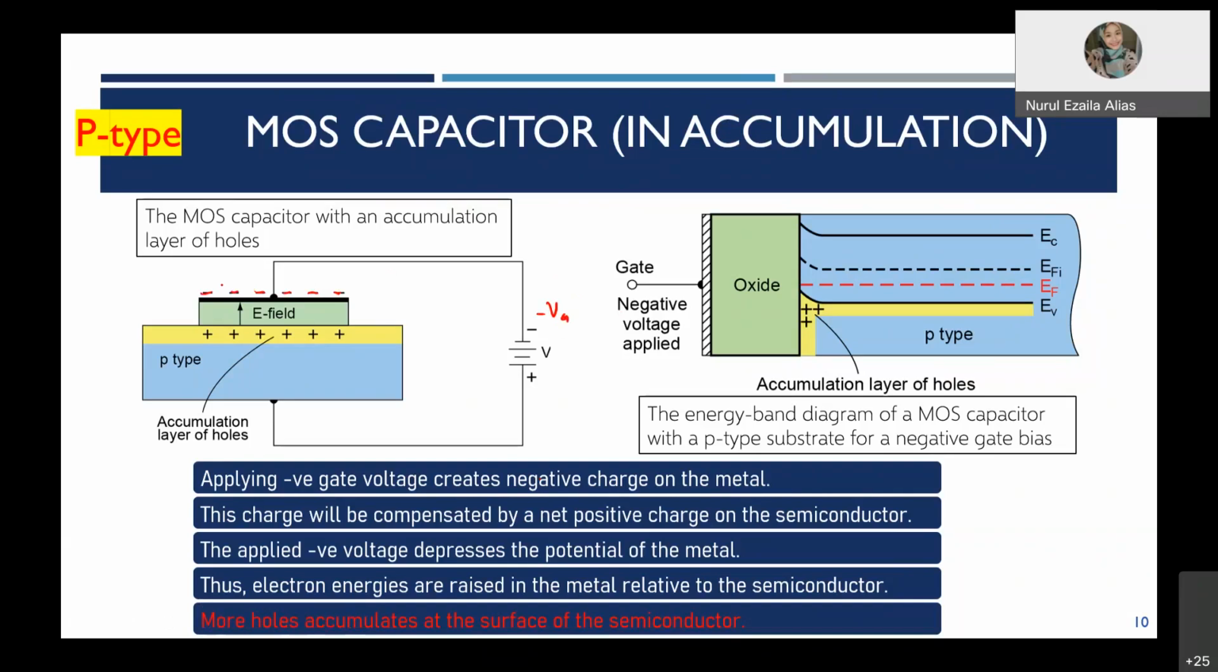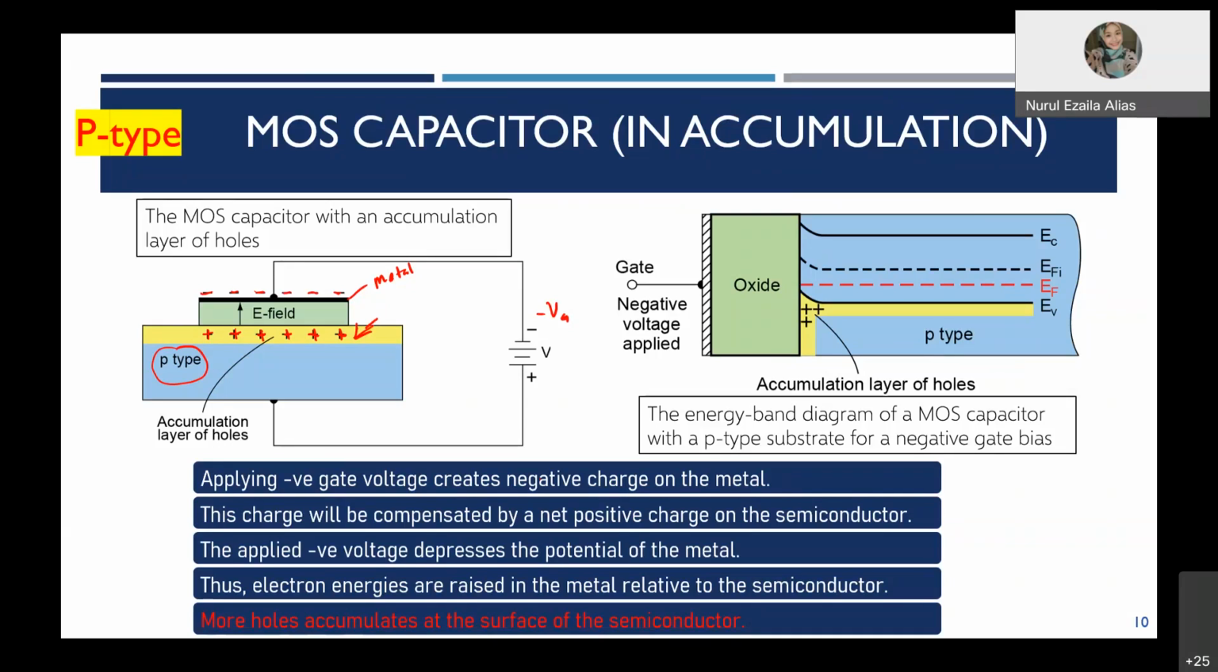We know that for the p-type, the majority carriers are holes. Therefore, holes will be attracted towards this interface, the metal to semiconductor surface. By applying negative voltage, it will create negative charges on the metal, and these negative charges will attract holes from the p-type, and holes will be accumulated at this region.